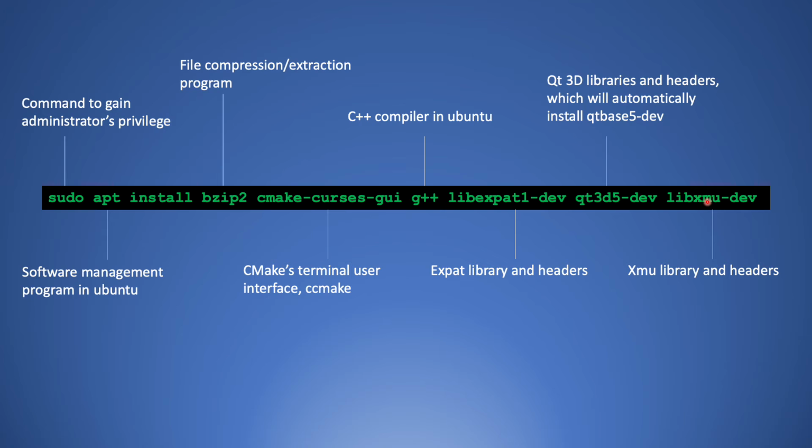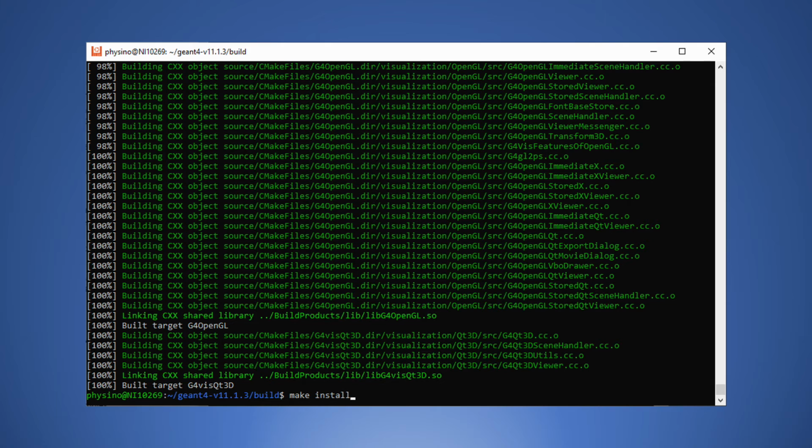If we know all of this in advance, we could have used this single line of command to install all prerequisites and run ccmake only once to finish the compilation. In other Linux distributions, the software management program may be different, and the package names may vary as well. But common sense and Google search should always be able to help. Now let's go back to our terminal.